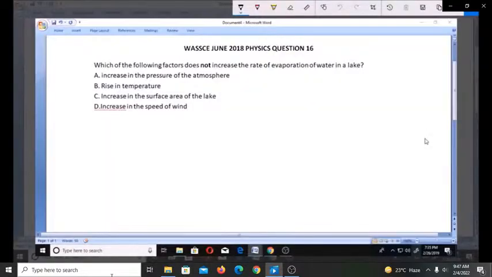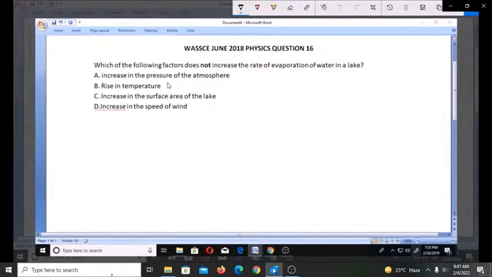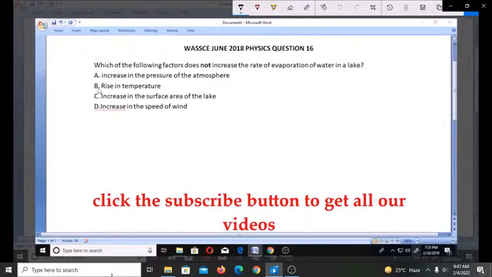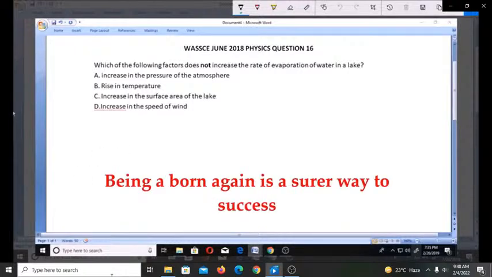Hello, welcome. Let's look at this question number 16 for WAEC Physics 2018. Which of the following factors does not increase the rate of evaporation of water in a lake? A. Increase in the pressure of the atmosphere. B. Rise in temperature. C. Increase in the surface area of the lake. D. Increase in the speed of the wind.